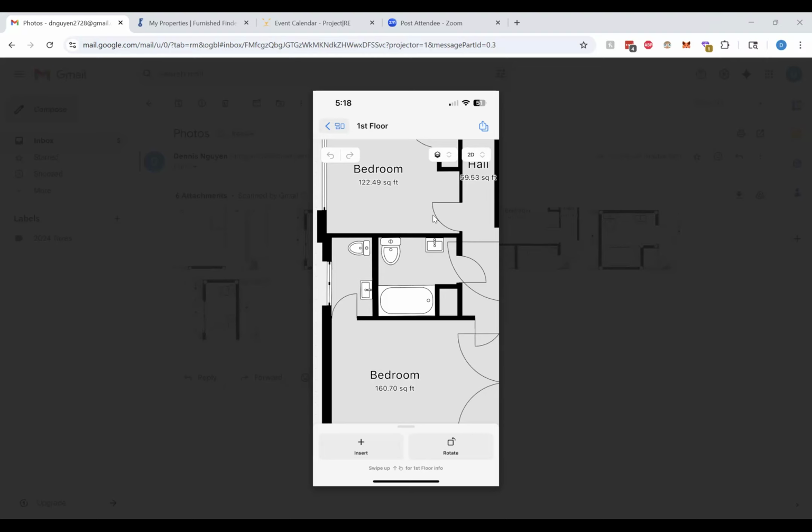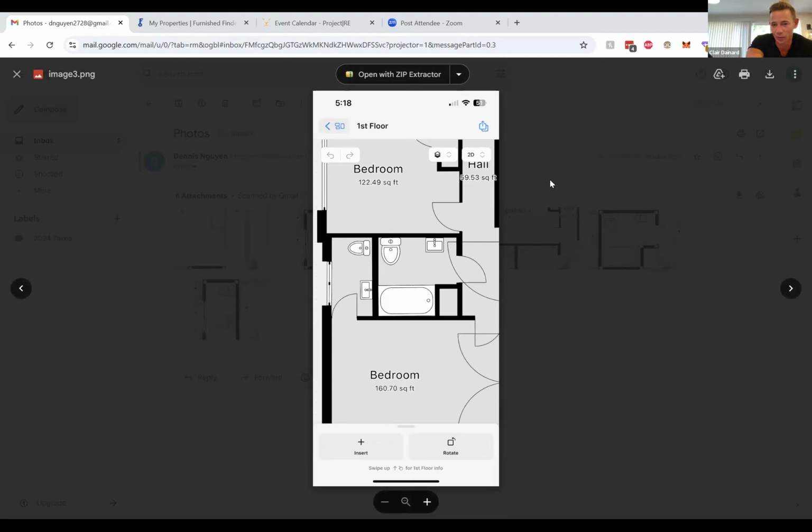In the chat, I just dropped pretty similar plans from the Cremona house. Okay, hold on one sec. We'll pull this up in a sec.